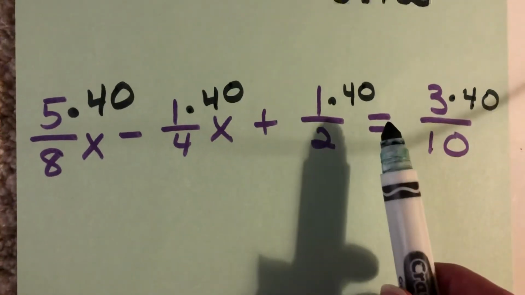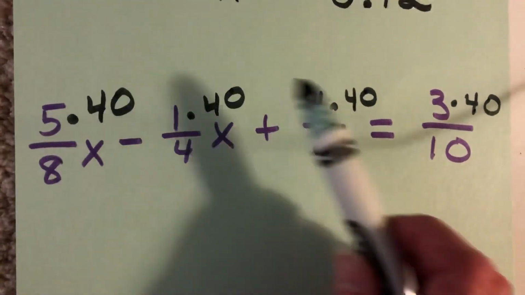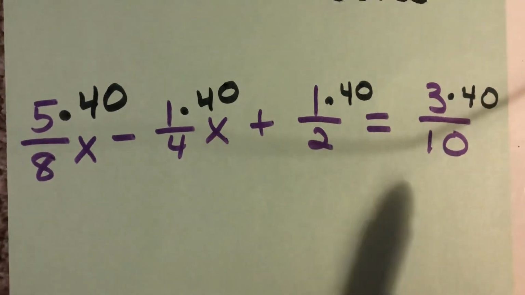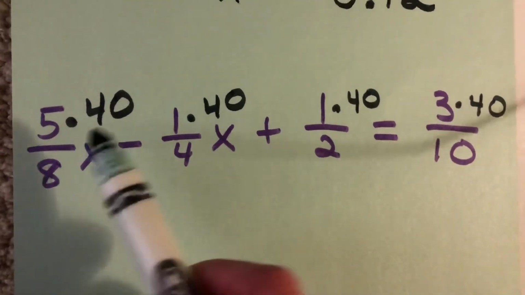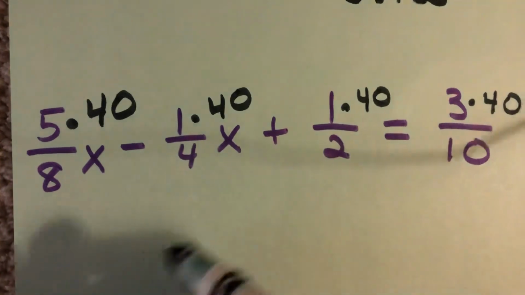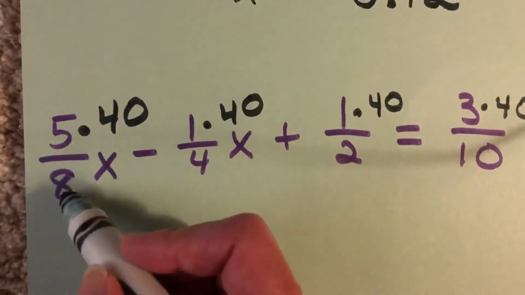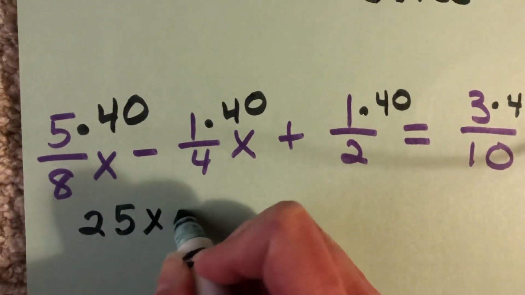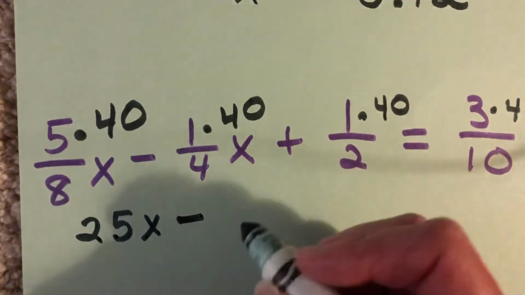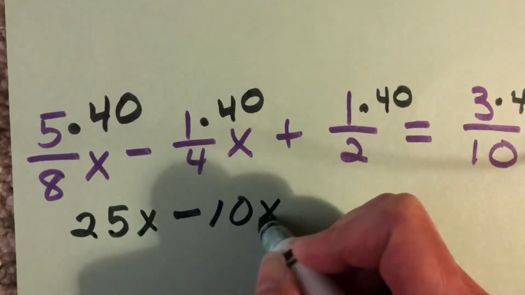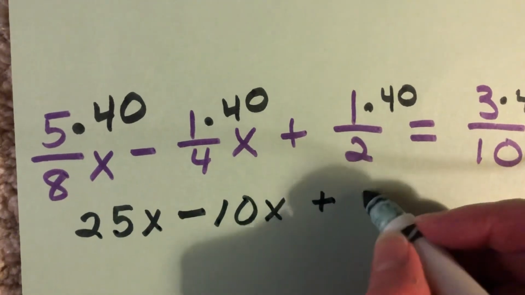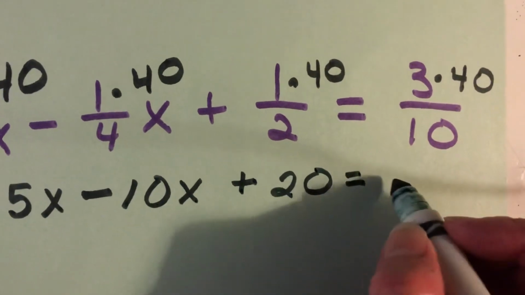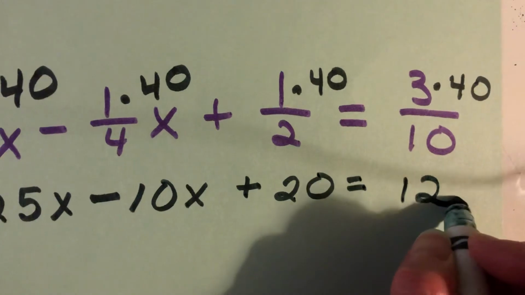Okay, so this is an equation. That's why I can do this, because whatever you do on the left side of the equation, you do the same thing on the right side of the equation. And what I did was multiply by 40. But anytime I multiply, I have to be fair and distribute it to all my terms. So now 40 times 5 divided by 8 is going to be 25x. 40 times 1 divided by 4 is 10x. 40 divided by 2 is 20. And 3 times 40 divided by 10 is 12.